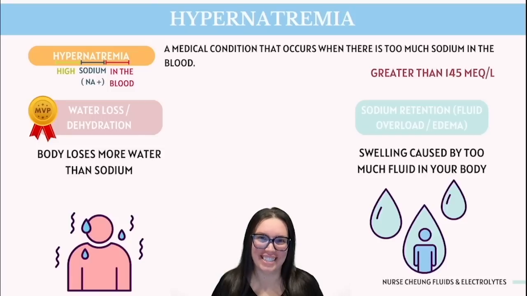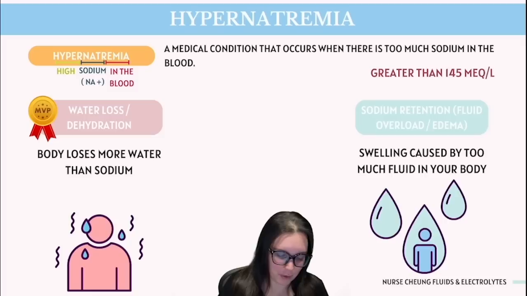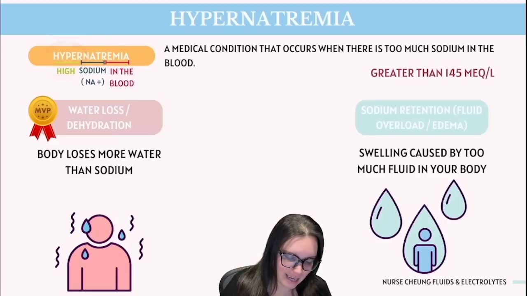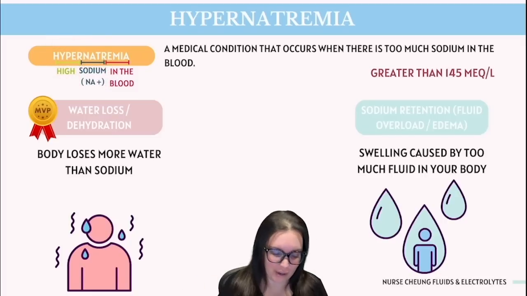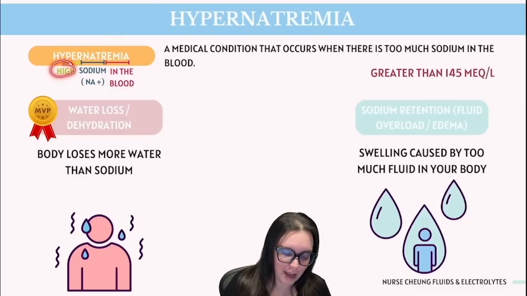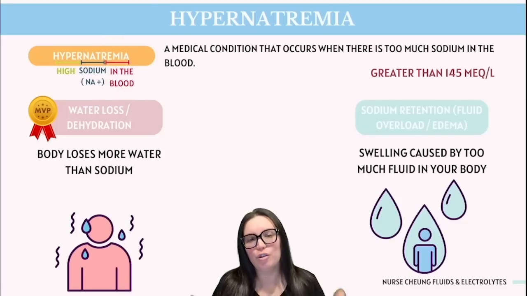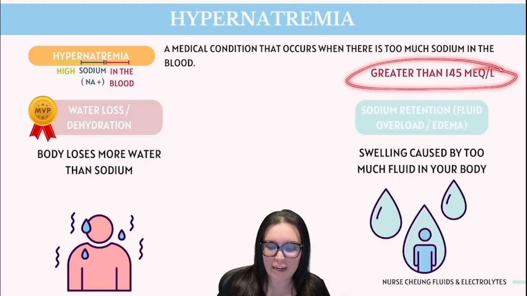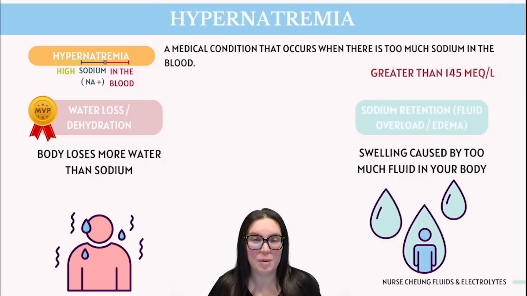When we're talking about hypernatremia, we're talking about hyper meaning high. Natr means our sodium. That's the standard use of sodium. And then we have emia, which means in the blood. So hypernatremia means we have high sodium in our blood, and we're usually looking at sodium levels that are greater than 145 milliequivalents per liter.